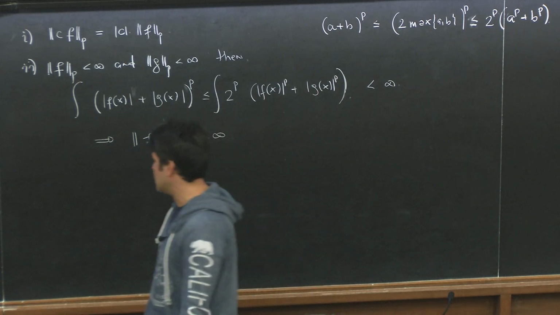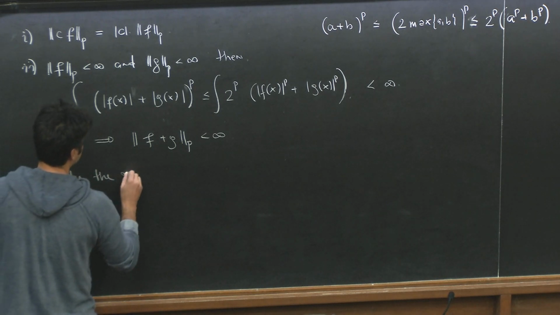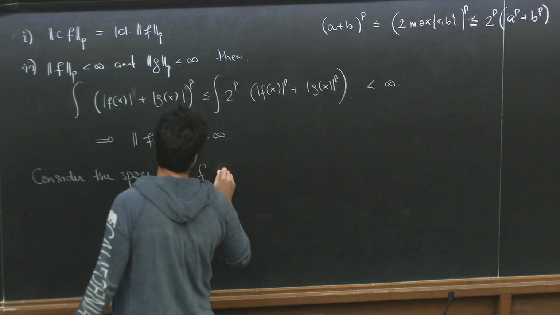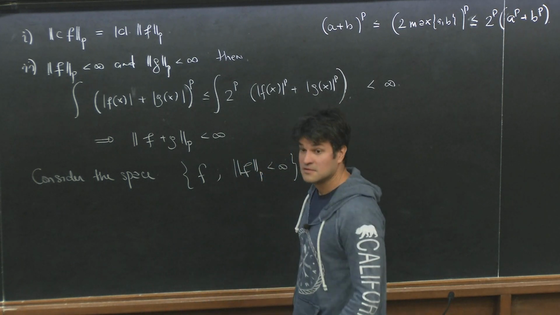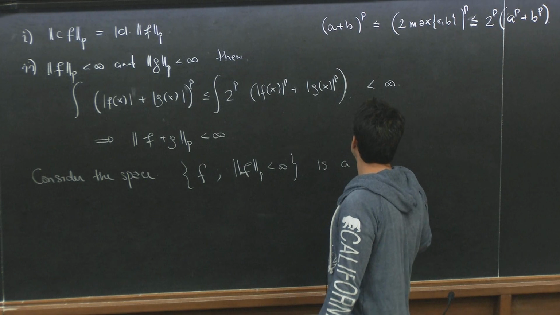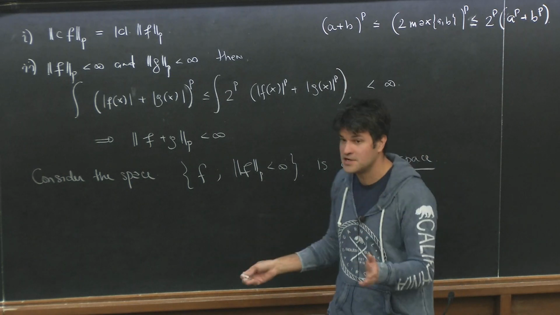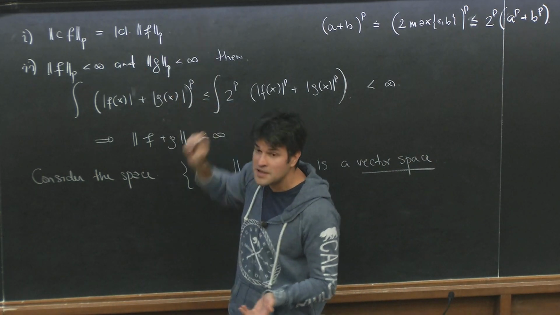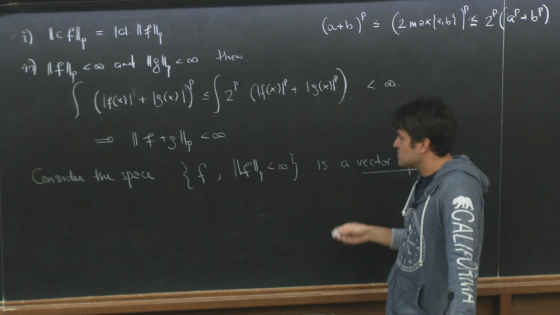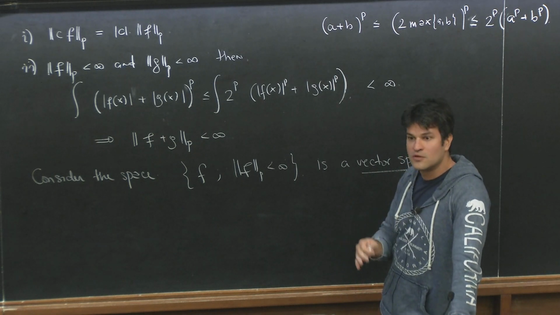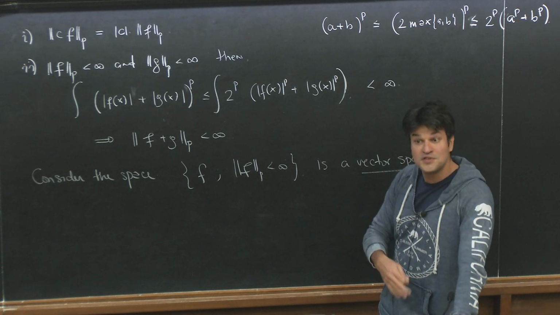This suggests to us that if we consider the space of functions f such that the norm p is finite, this is a vector space. You can take two functions here, multiply by scalars, and you still fall in the space. You can add two functions and you still fall in the space. So this is going to be a vector space. If you are working with real valued functions, this is a vector space over R. If you are working with complex valued functions, this is a vector space over C.